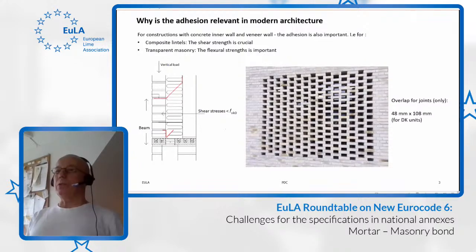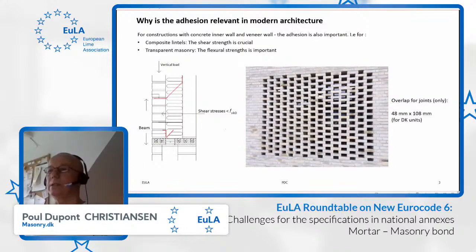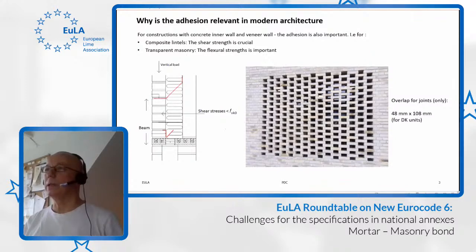We have it in beams also. The shear strength should be more than 0, should be a high value, otherwise we can't get the lintels, the beams, to have any load capacity. And for the new constructions, the transparent masonry, the flexural strength is also important, because in many cases there is no support behind the transparent masonry. So there, in the very small overlap, there should be flexural strength too.